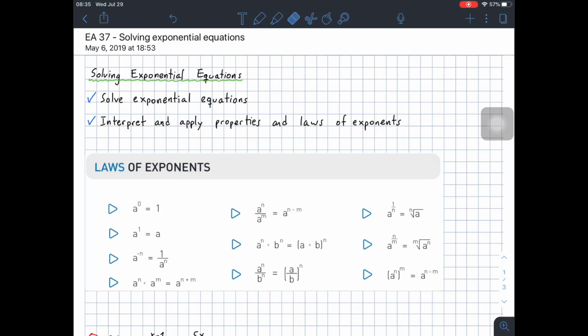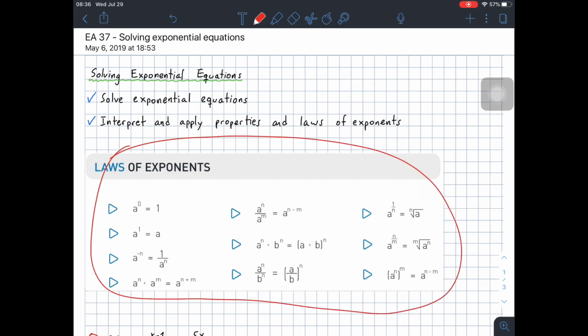Hello, juniors. Today we're going to continue with exponents. Today we're going to be solving exponential equations. So the objectives for today's class are two. Number one, solve exponential equations. And number two, interpret and apply properties and laws of exponents, which, as you can see, I have put all the laws of exponents that you need to know.